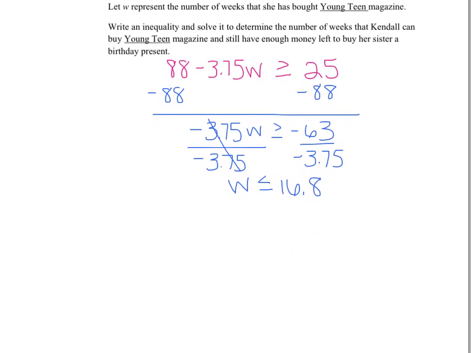So we wrote an inequality and we solved it, but it's very important that we write a sentence because we need to interpret our answer. Can you buy 16.8 of a magazine? Absolutely not. Can she buy 17 weeks of magazines? No, because then she will have less than $25. So it's important to write that in a sentence to interpret it.